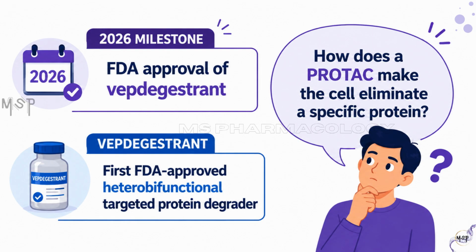And in 2026, this concept reached a major clinical milestone with the FDA approval of Vepdegestrant, the first FDA-approved heterobifunctional targeted protein degrader. So, how does a PROTAC actually make a cell eliminate a specific protein? Let's understand it step by step.